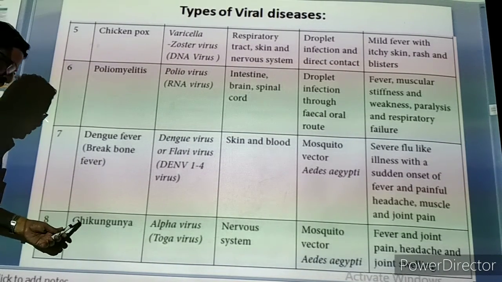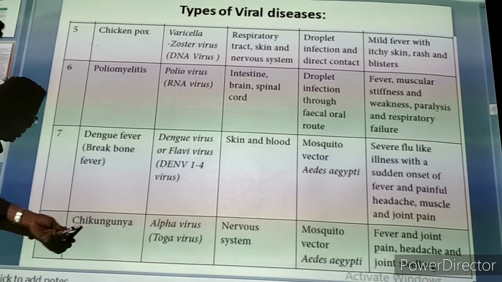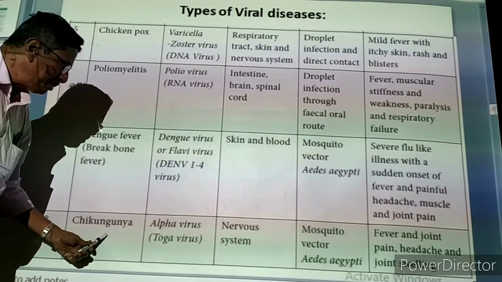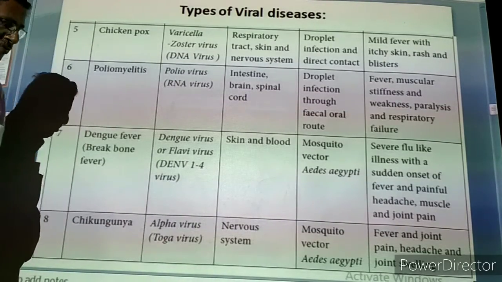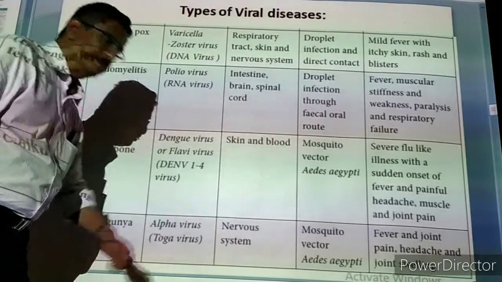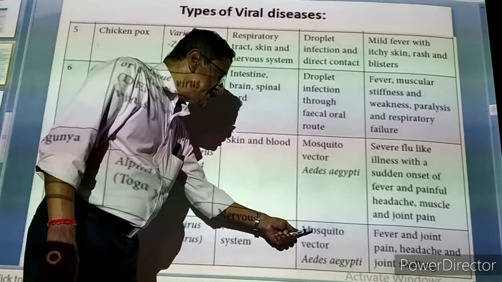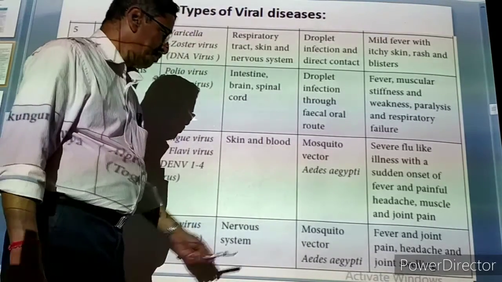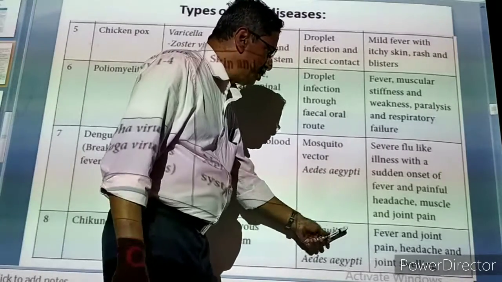Now see that we should not say it wrongly, it is chikungunya, K-U-N, chikungunya. It is caused by alpha viruses. They are also called toga viruses. Alpha viruses are also called toga viruses. They are attacking the nervous system, brain, spinal cord and nerves. They are also transmitted by mosquito vector. Now it is also by the same Aedes. Then what are the symptoms will be there?